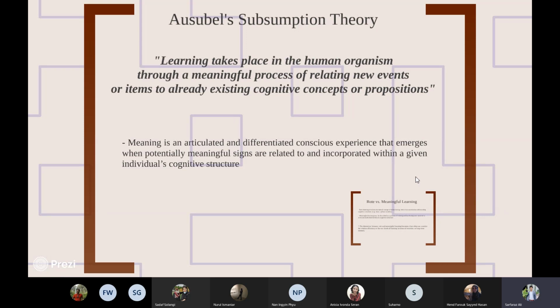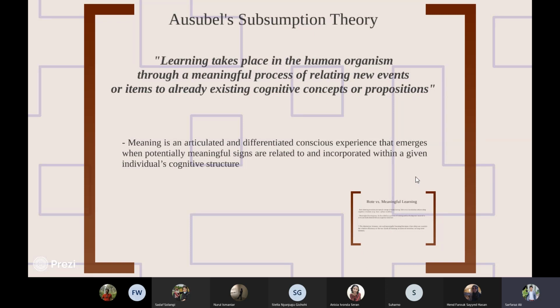One is rote learning, which is compared with the other type, meaningful learning. I will describe this in further detail, but the definition presented in the slides is that learning takes place in the human organism through a meaningful process of relating new events or items to already existing cognitive concepts or propositions.